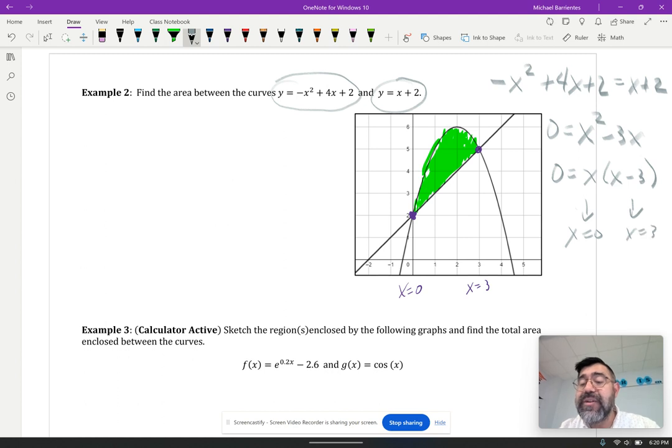Okay, so I'm showing you how to do it by hand. Later, we're going to do this with a calculator. We're going to find the intersection point. But here's a nice thing. We already know my integral is going from 0 to 3.